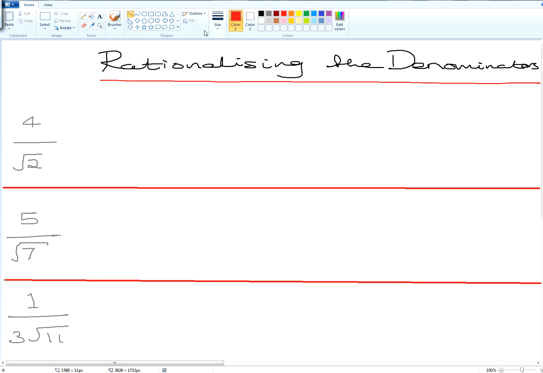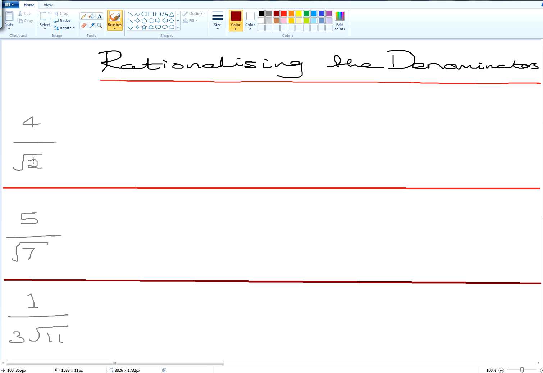Right. When you rationalize the denominator, to rationalize the denominator means to turn the denominator, which is currently in a square root format, in a surd format, into a whole number. Now let's have a look at how we do that. To rationalize any square root, so we have a square root, how do we turn a square root into a whole number? We multiply it by itself.